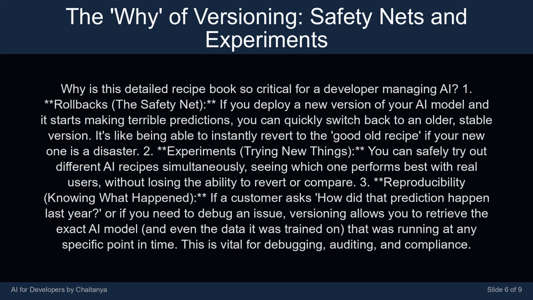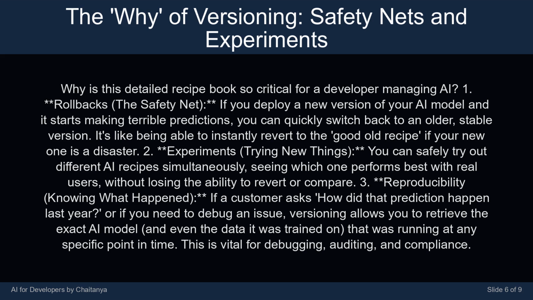Why is this detailed recipe book so critical for a developer managing AI? 1. Rollbacks. The safety net. If you deploy a new version of your AI model and it starts making terrible predictions, you can quickly switch back to an older, stable version. It's like being able to instantly revert to the good old recipe if your new one is a disaster.